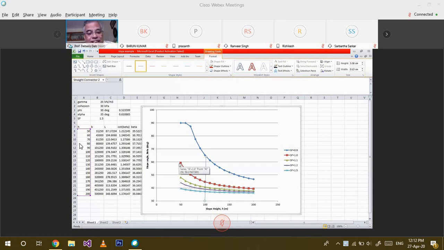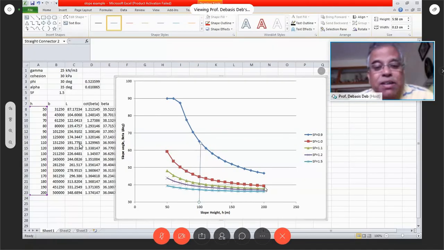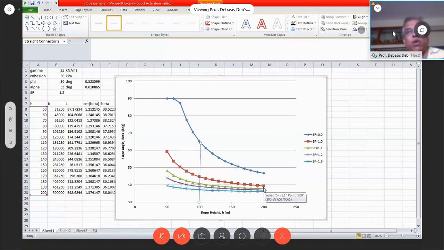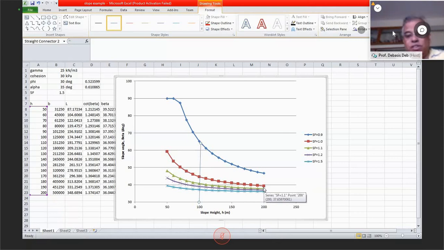Almost 60 degrees, and in 200 meters it becomes below 40 degrees. That means 20 degrees you will lose when you go from 50 meter to 200 meter. So you need to understand that the slope angle cannot remain the same. Gradually it will flatten out as you are going down.